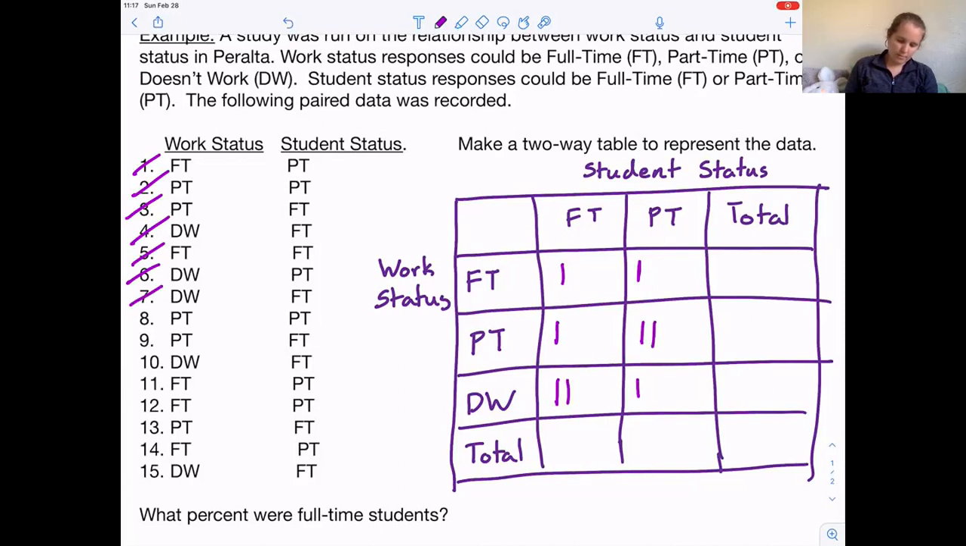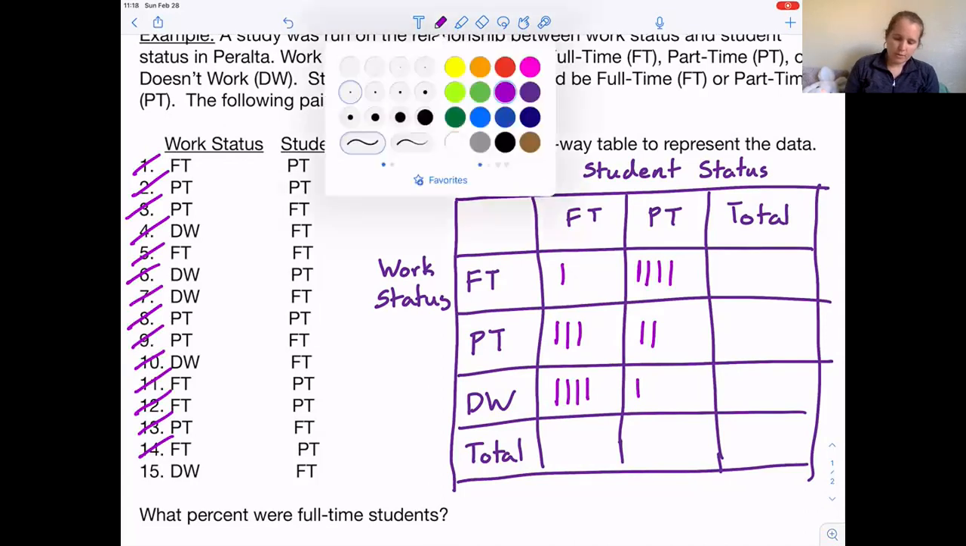Part-time and part-time. Part-time and full-time. Don't work and full-time. Full-time and part-time. Full-time and part-time. Part-time and full-time. Another full-time and part-time. And then don't work and full-time. So this is just tallying up.